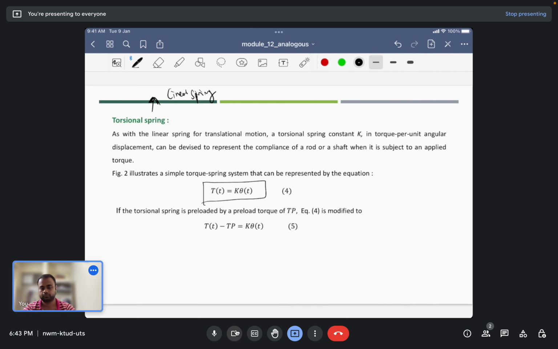We can write this for any preloaded torque. So in case of any preloaded torque, we will subtract the preloaded torque tau p from the torque, and that will be equal to K times theta t.